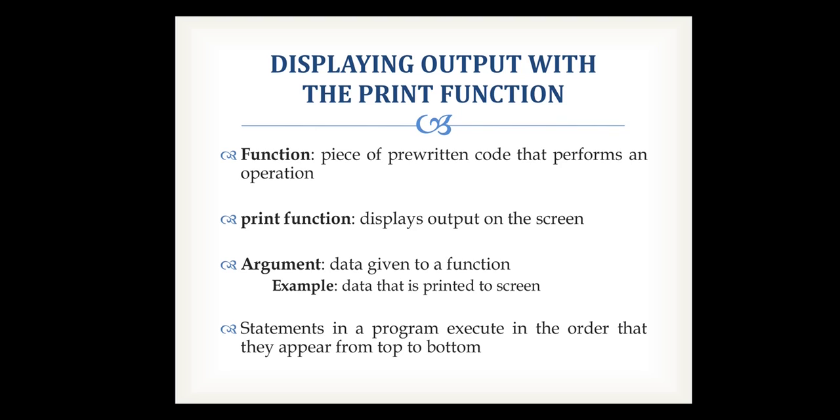Next is displaying output with the print function. A function is nothing but a piece of pre-written code that performs an operation. The print function displays the output on the screen. An argument is the data given to a function, for example data that is printed to the screen. The statements in the program execute in the order that they appear, from top to bottom.